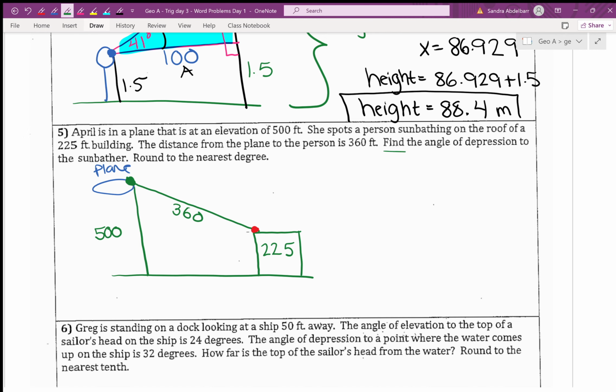They said find the angle of depression to the sunbather. Well, do we agree the angle of depression is going to come from April on the plane to the sunbather? A lot of students want to call this theta. No, that's not the angle of depression. Remember, by definition, an angle of depression is one ray looking down, but what does the other side of the angle have to be? A horizontal. So now what do I have to do? Create a horizontal. And now that's theta. That's my angle of depression looking at the sunbather.